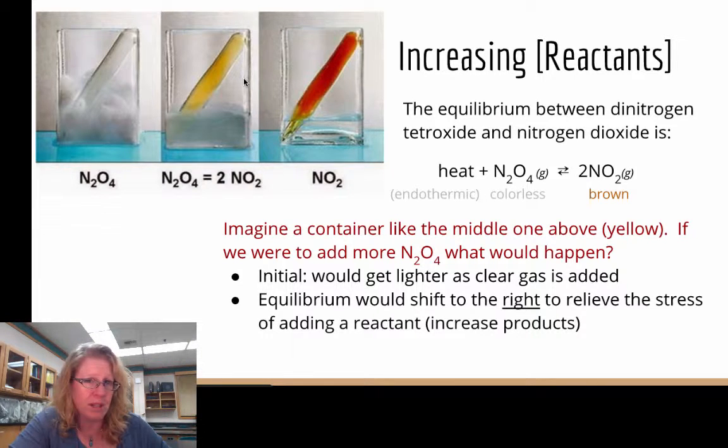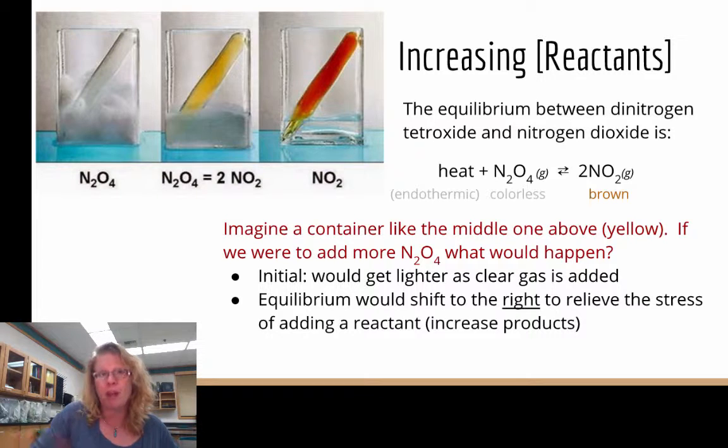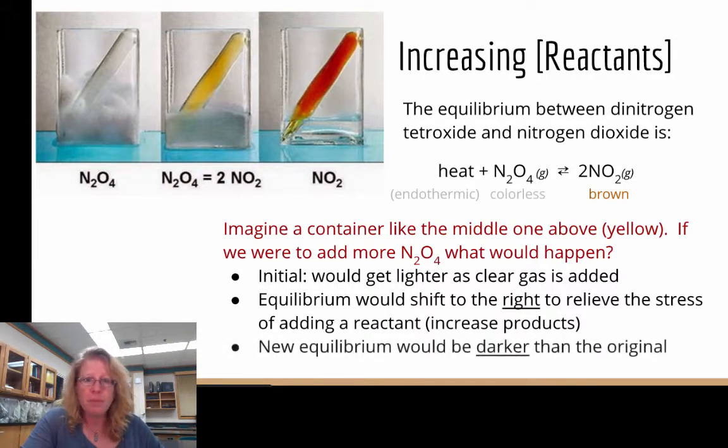I know it's kind of a weird thing to think about. Again, initial is not what we're talking about. Initially it's going to get clear as I put that clear gas in there. But at equilibrium, because I've now shifted it to the right to make more products, our end tube is going to be a darker yellow than this one, shifted over towards this reddish brown. Not this brown, but shifted that way. Okay, let's take a look at another example. Anyway, new, darker than the original, I said that already.